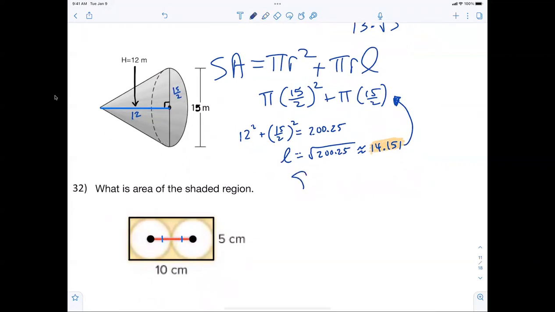Surface area is equal to what, guys? Come on, practice. Type it in on the calculator by yourself. Then it's something meters squared.